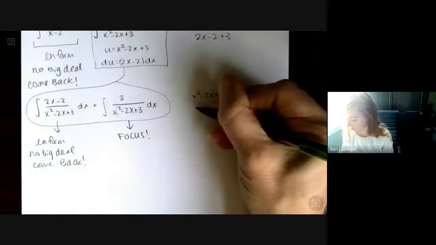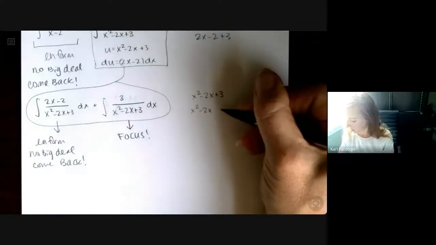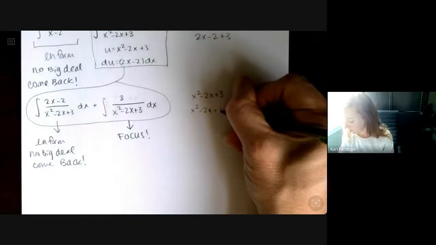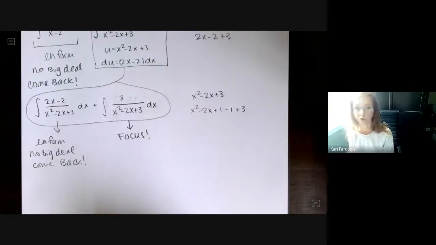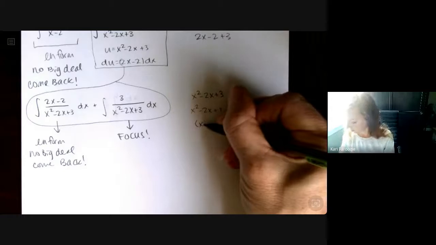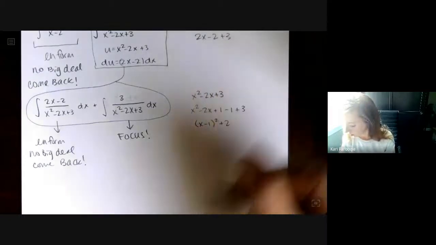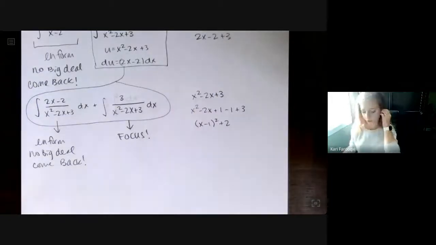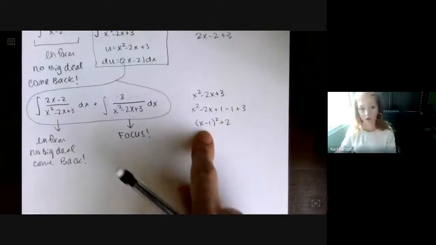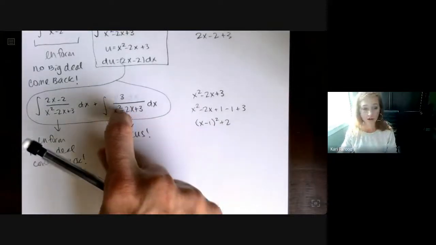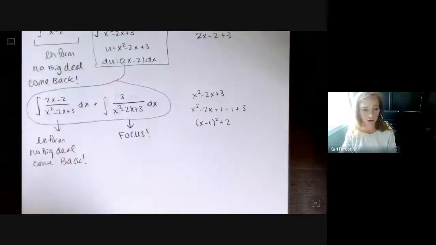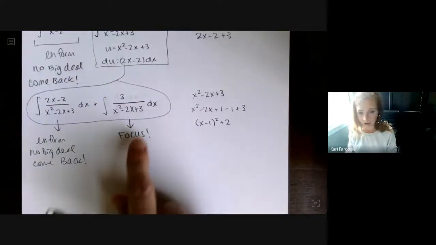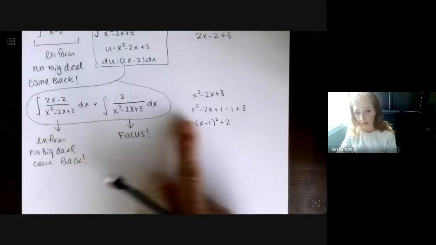That's fine though. We've done this a lot. Half of 2 is 1. Square it and you still get 1. When you add 1, you must also subtract it. So this will be x minus 1 quantity squared plus 2. This is what you do when you don't have a natural log form. In most cases, you're going to see a quadratic denominator and a constant numerator. You can't factor it. You complete the square.